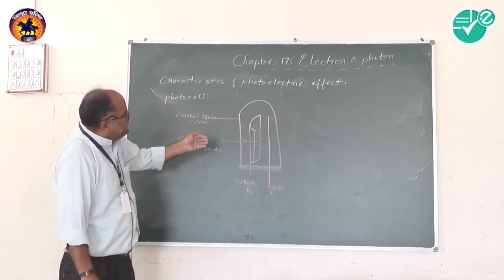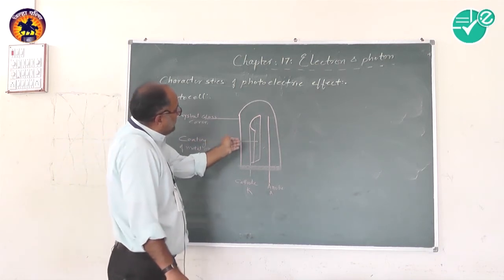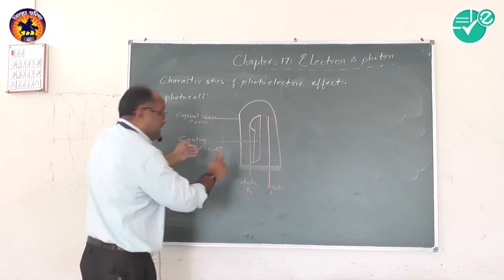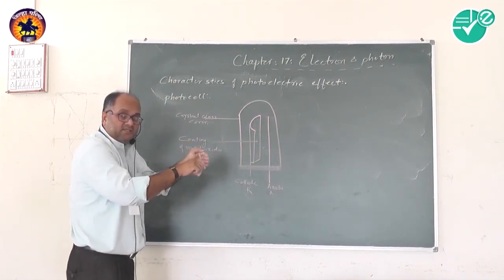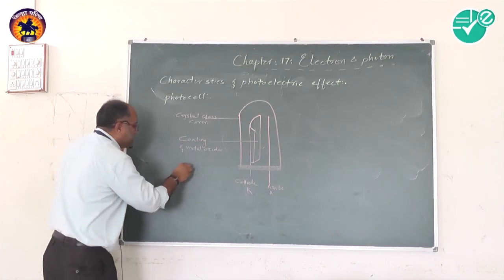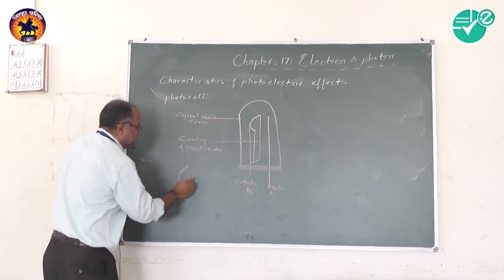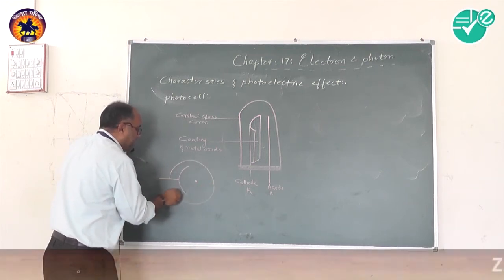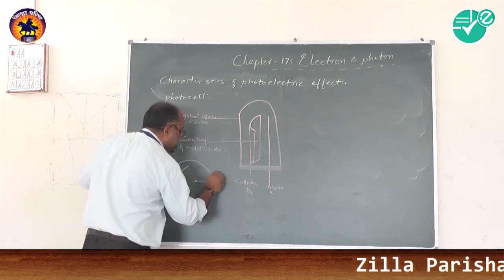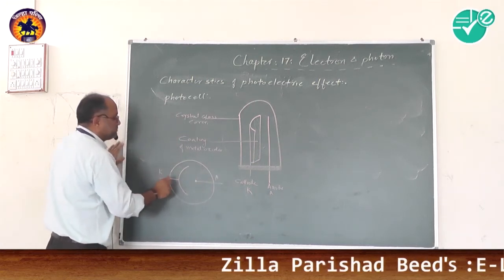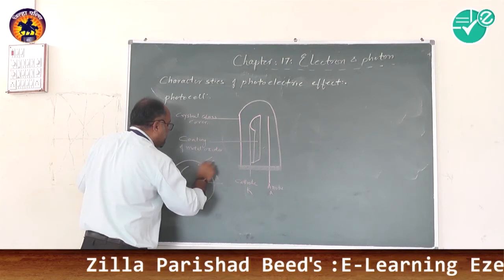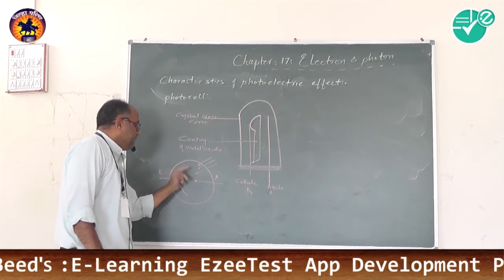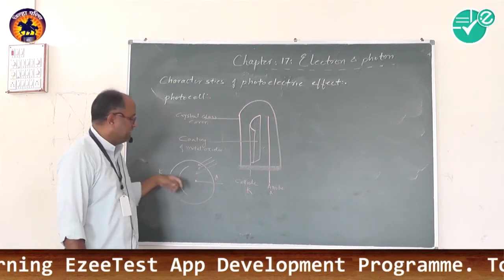Now in this curved form, the cathode is there, and at the center of curvature the anode is kept. This is the symbol of the anode and this is the symbol of the cathode, and these are the radiations incident onto the surface of the cathode. This is the curved nature, and at the center of the curvature the anode is kept.